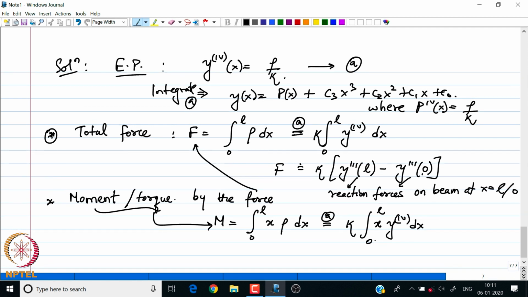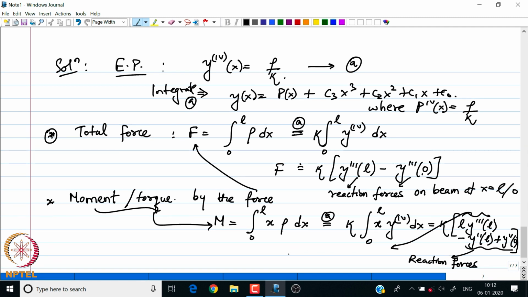Okay. So, I see that this is also equal to kappa times, when we do the integration by parts, L times y triple prime at L minus y double prime at L plus y double prime at 0, right. Again, this time we have these quantities as my reaction forces, and this quantity is the moment produced by the reaction forces.